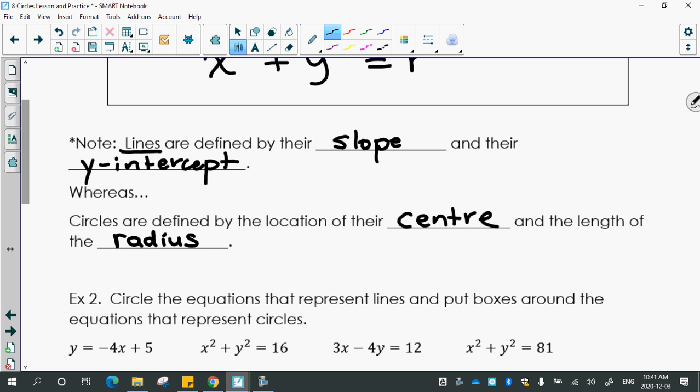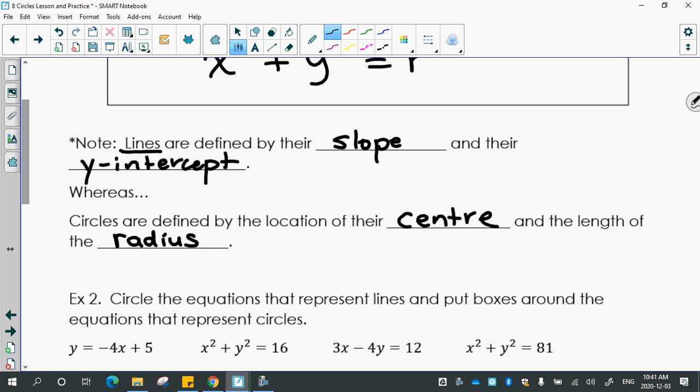Okay, so if you knew where the center was and you knew what the radius was, everybody would draw the same circle. Plot the center and then go 2 over, 2 over, 2 up, 2 down. And you'd be able to all draw the same circle. Just like in grade 9, if I told you where the y-intercept was and I told you what the slope was, everybody would draw the same line.